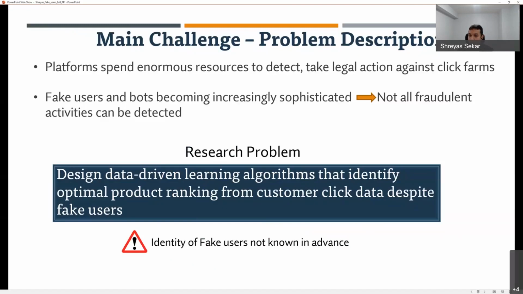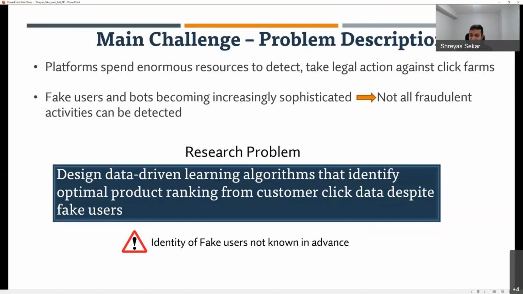Okay? Now, what makes this problem particularly challenging is that the identity of these fake users are not known in advance. So let me give you an example. If let's say you have 100 data points and I know 20 of them are fake and 80 of them are real, then solving for the optimal whatever is quite easy, right? You hide the 20 that are fake, you use the remaining 80 to identify, let's say, the optimal product ranking, and you're good to go. But what makes this challenging is that although you have an 80-20 mix, I don't know which 20 are real and which 20 are fake. Sorry, which 80 are real and which 20 are fake.